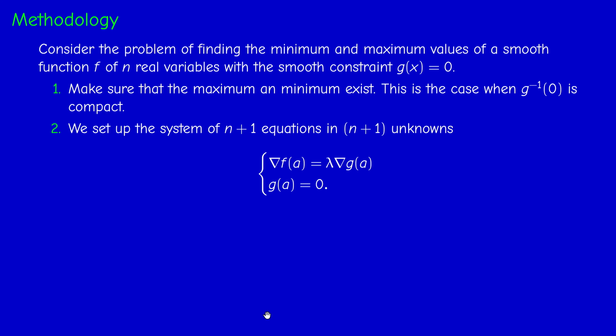Second step, we set up the system of n plus 1 equations with n plus 1 unknowns. So we search for what the unknowns are here. That's a, because we don't know what a is, and lambda. This is just an equation, and we have to restrict a to belong to the surface.